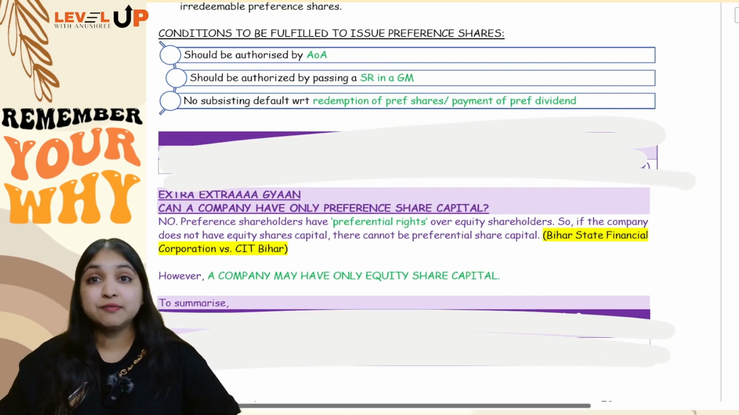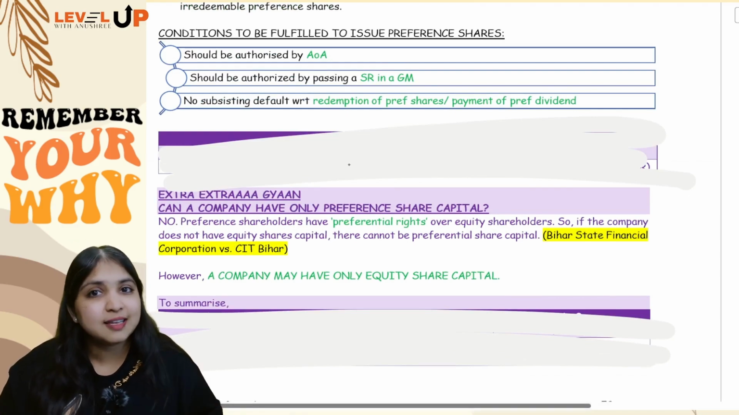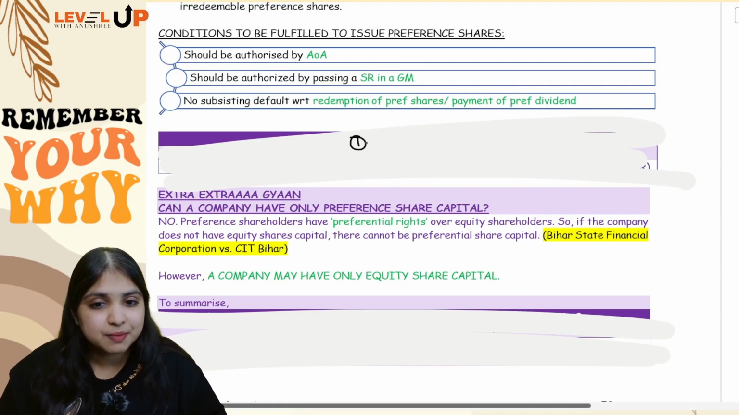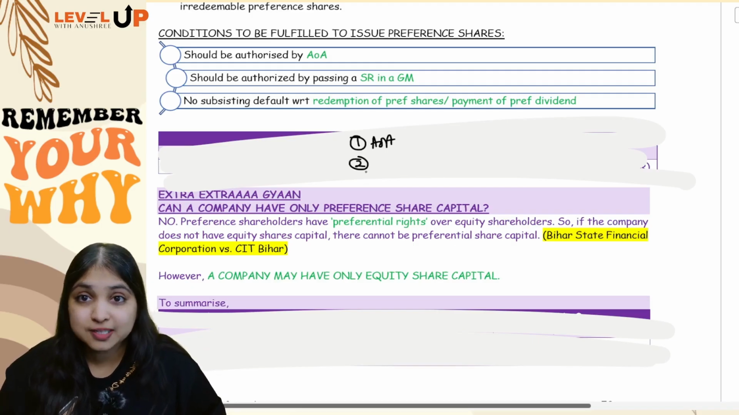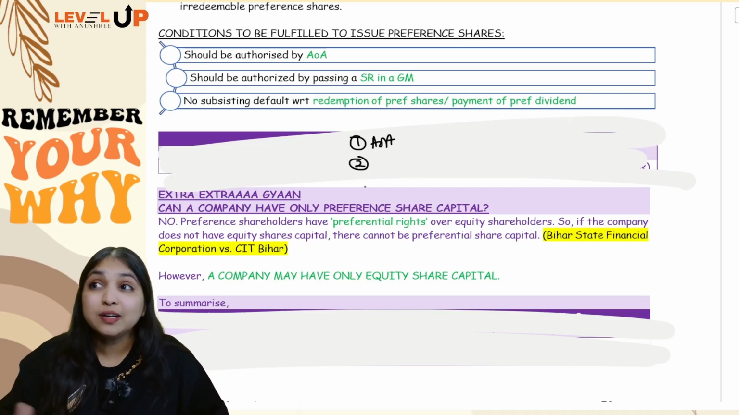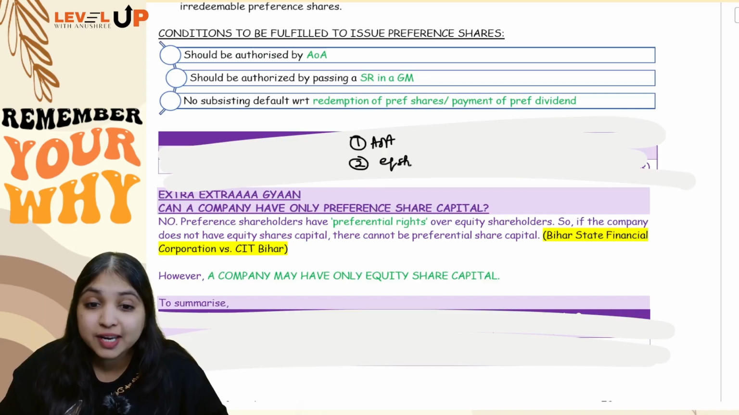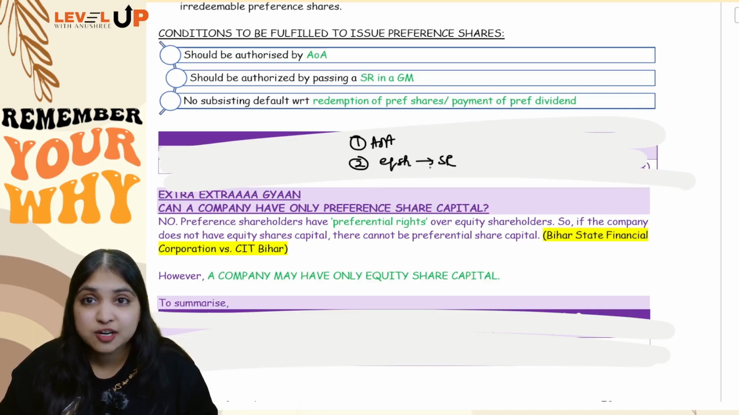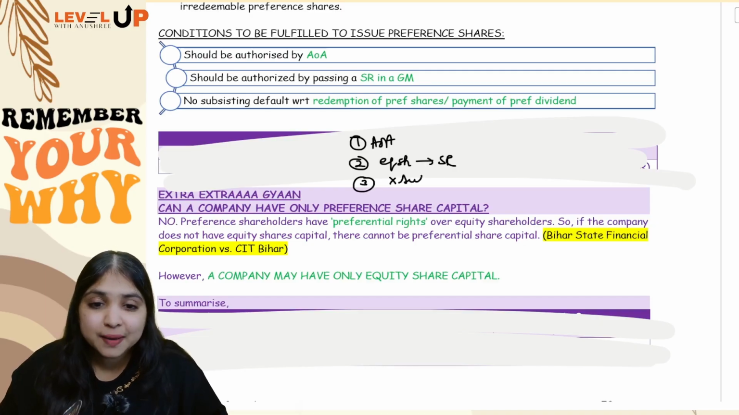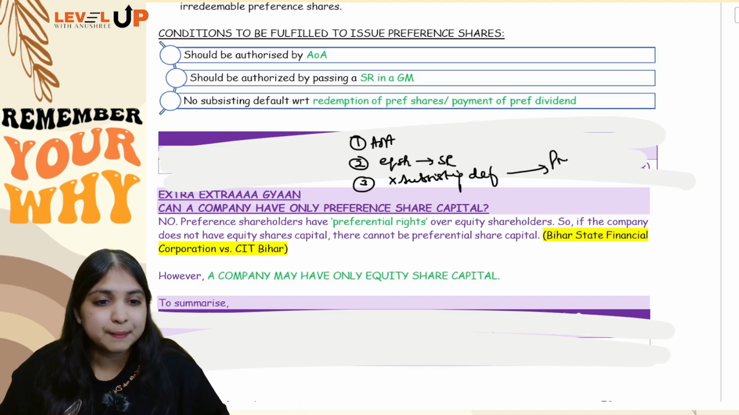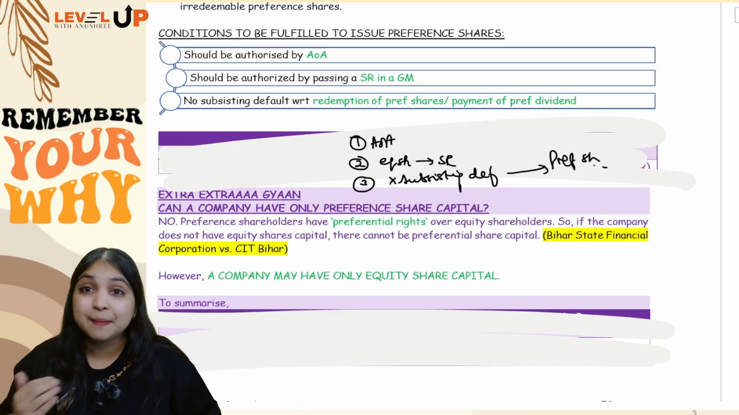Then we discussed that if the company wants to issue preference shares, then three conditions have to be fulfilled. Condition number 1, it has to be authorized in the AOA. Condition 2, to issue preference shares, we don't need permission of preference shareholders. To issue preference shares, we need permission of our equity shareholders. A prior special resolution is required. And the third condition is that there should not be any subsisting default relating to preference shares or payment of preference dividend.